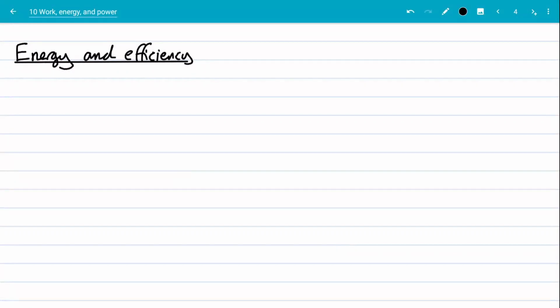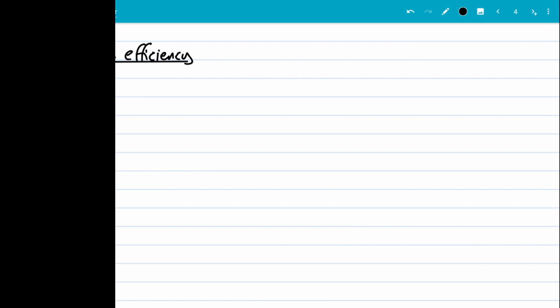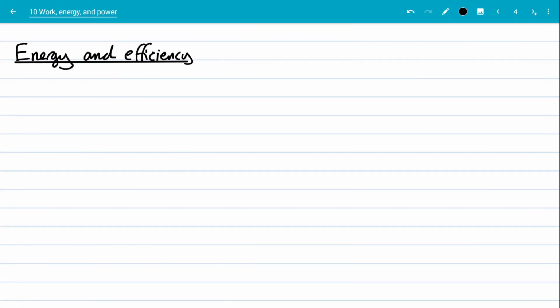A-level physics lesson 59, all about energy and efficiency. And this is the last lesson of the work, energy and power topic. It's a small topic and I don't tend to bother teaching it for very long when I'm in school because most of it's just GCSE level with a little bit extra. But here we go. A reminder about efficiency at GCSE level.